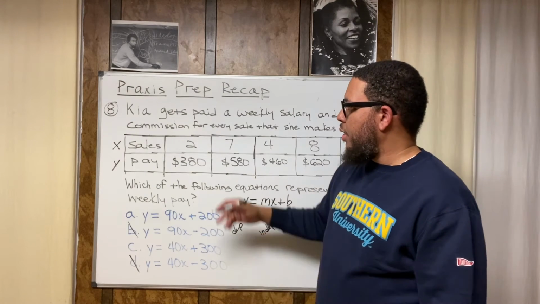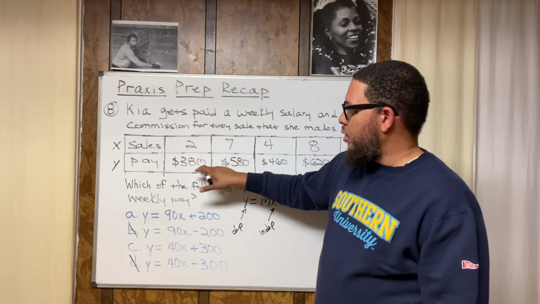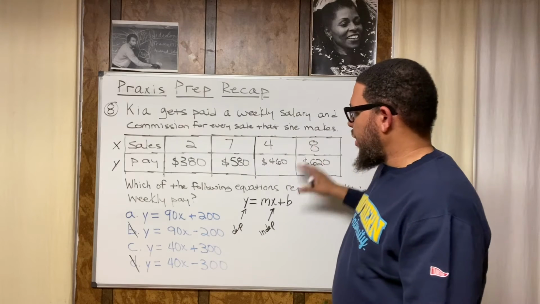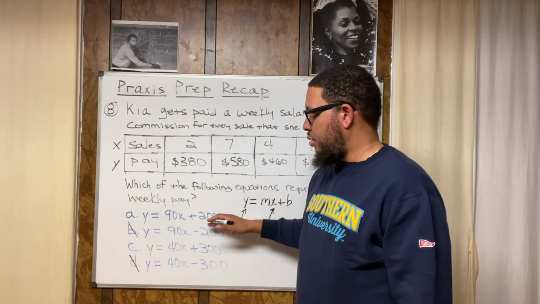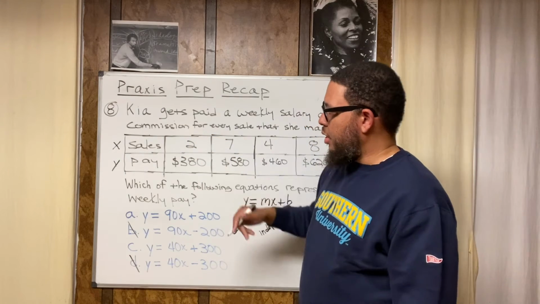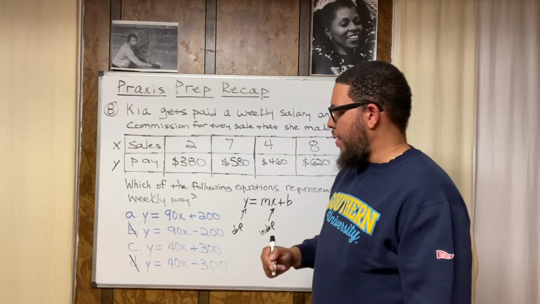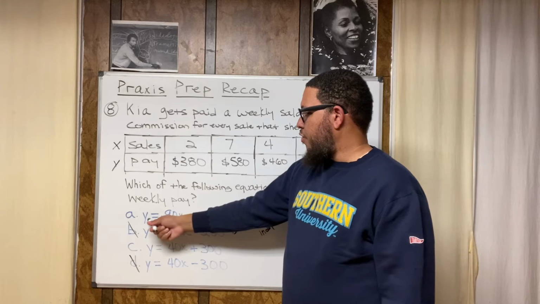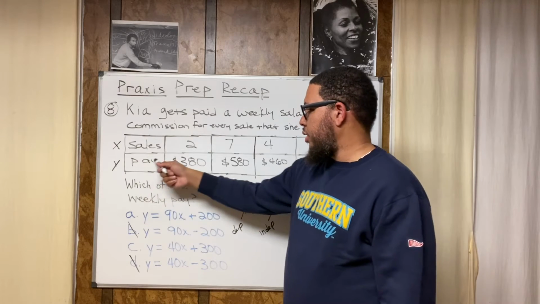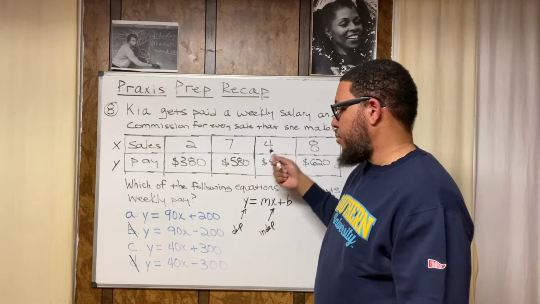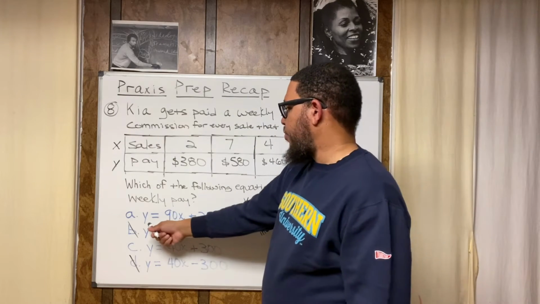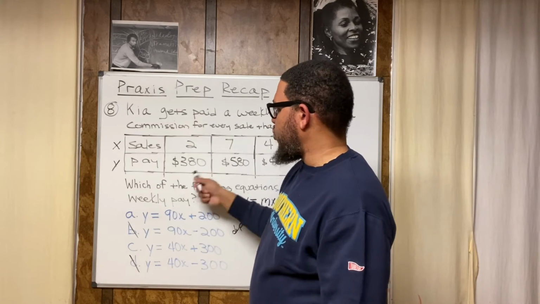We test them out by taking the values that we're given in the chart and seeing if we end up with a true statement in our equation, right? For every pair of numbers. Now, what do I mean by that? If Y is your pay, or your dependent variable, and X is the number of sales, or your independent variable, then what should happen is 380, if I deal with these two numbers, right?